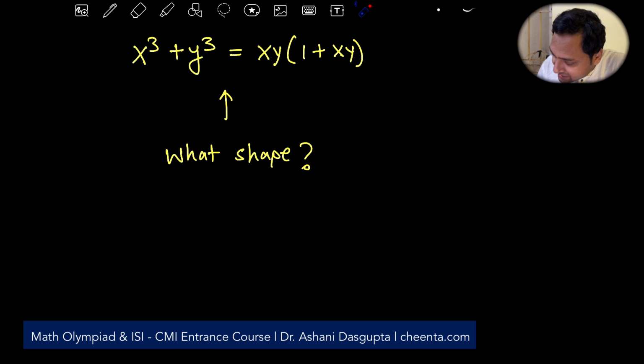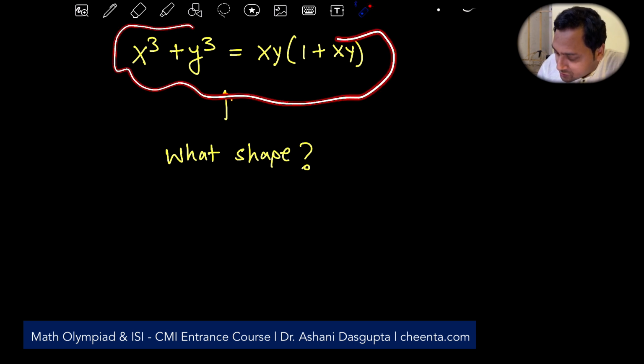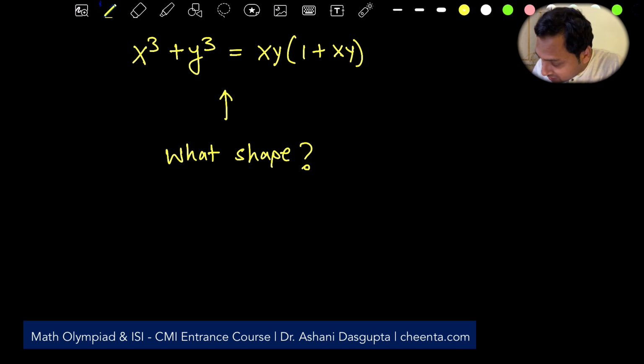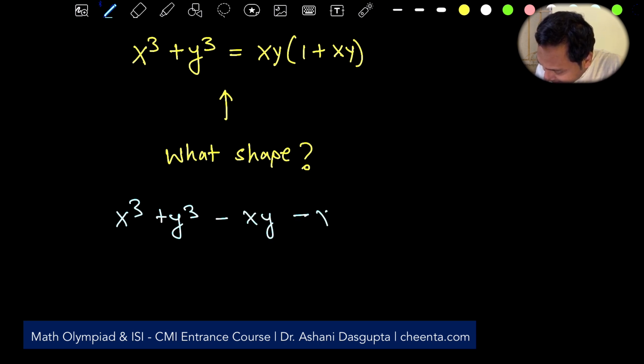We have x cube plus y cube equal to xy times 1 plus xy. Let's bring everything to one side and we will try to factorize it. It's actually not that hard. x cube plus y cube minus xy minus x squared y squared equal to 0.